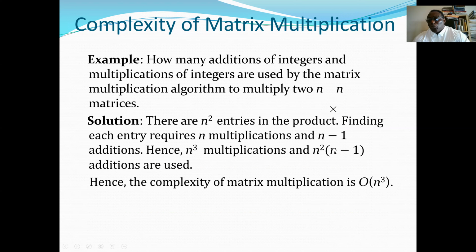minus n squared. Again, as n becomes bigger and bigger, n cubed will be more important, and n squared is irrelevant. So that's why we say the time complexity of matrix multiplication is big O of n cubed.